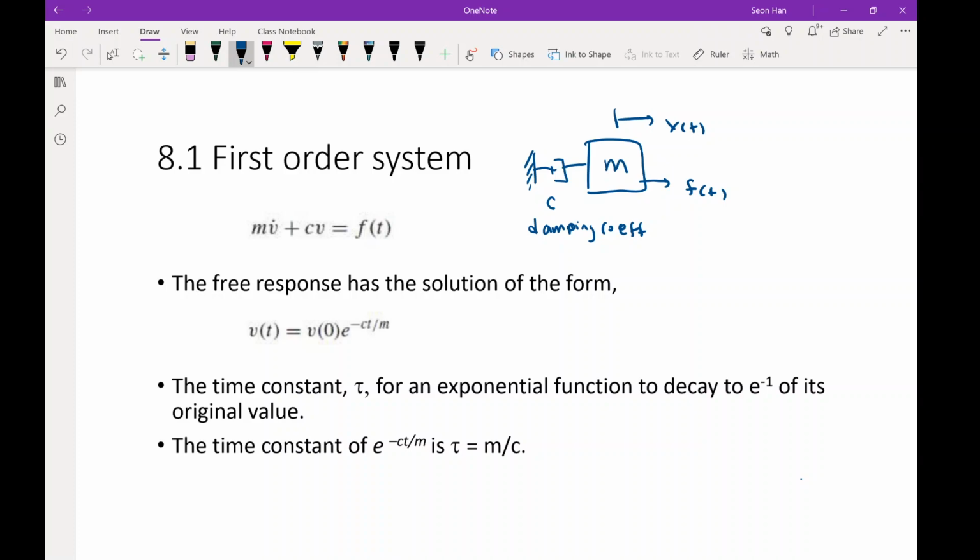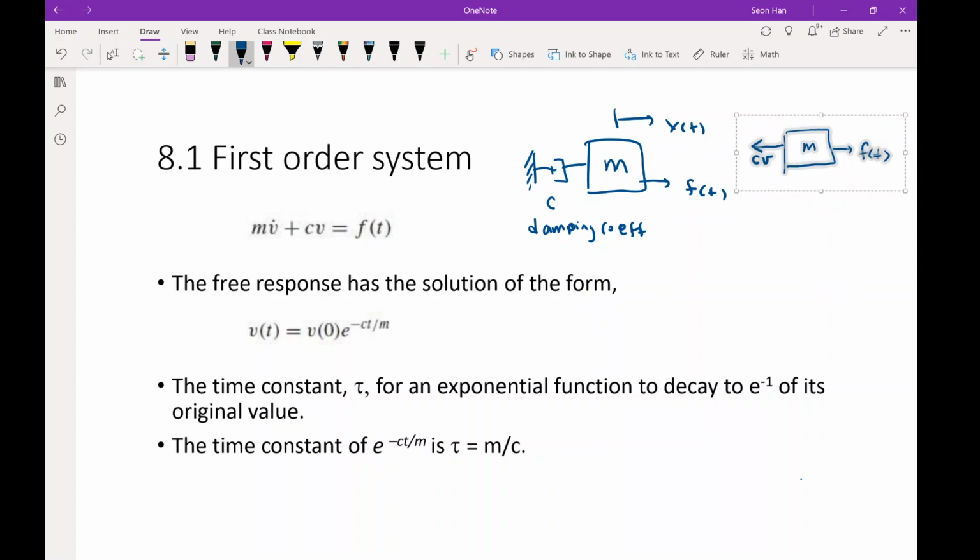When you draw the free body diagram, you still have the external force. Since the position is defined positive to the right, the velocity is also defined positive to the right. That means the damping force will be in the direction opposing that, so this will be C times V.